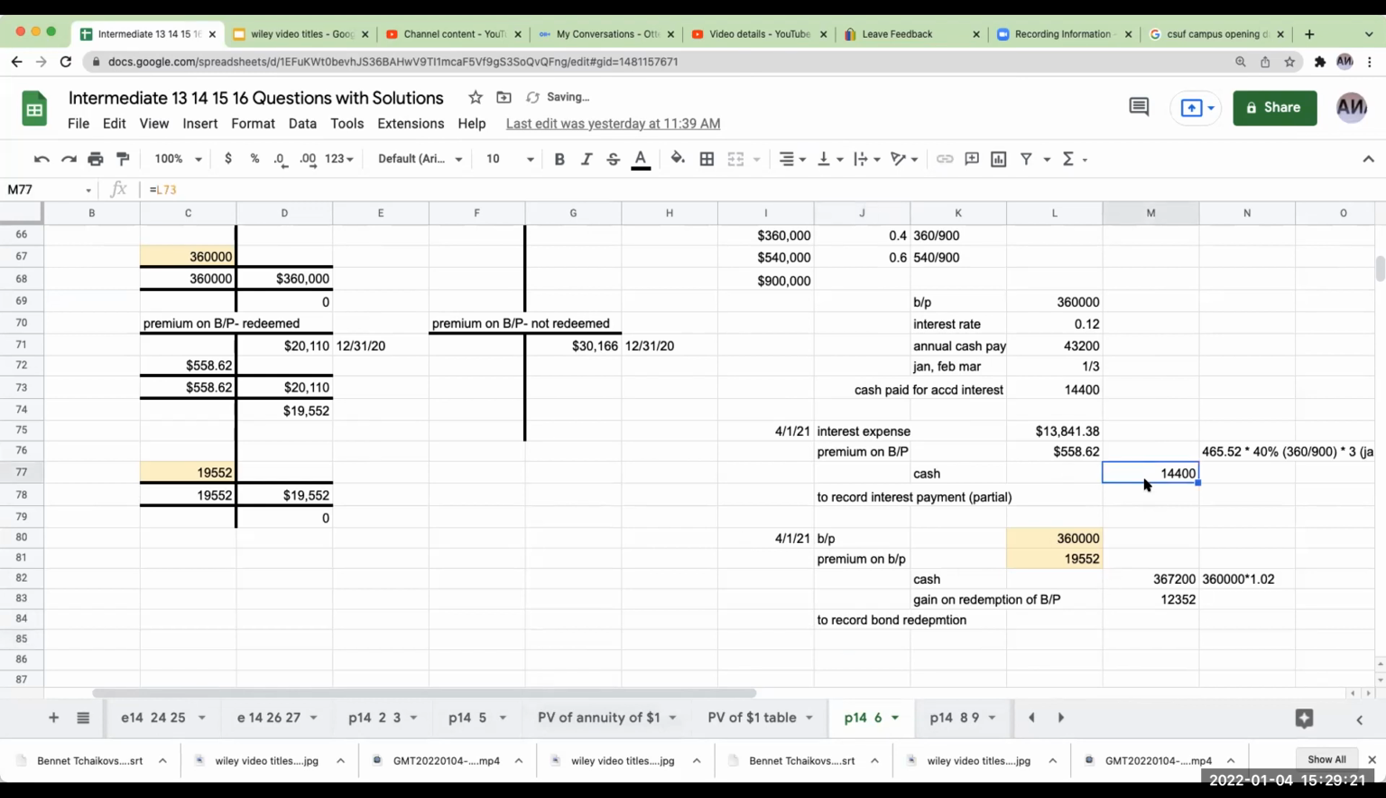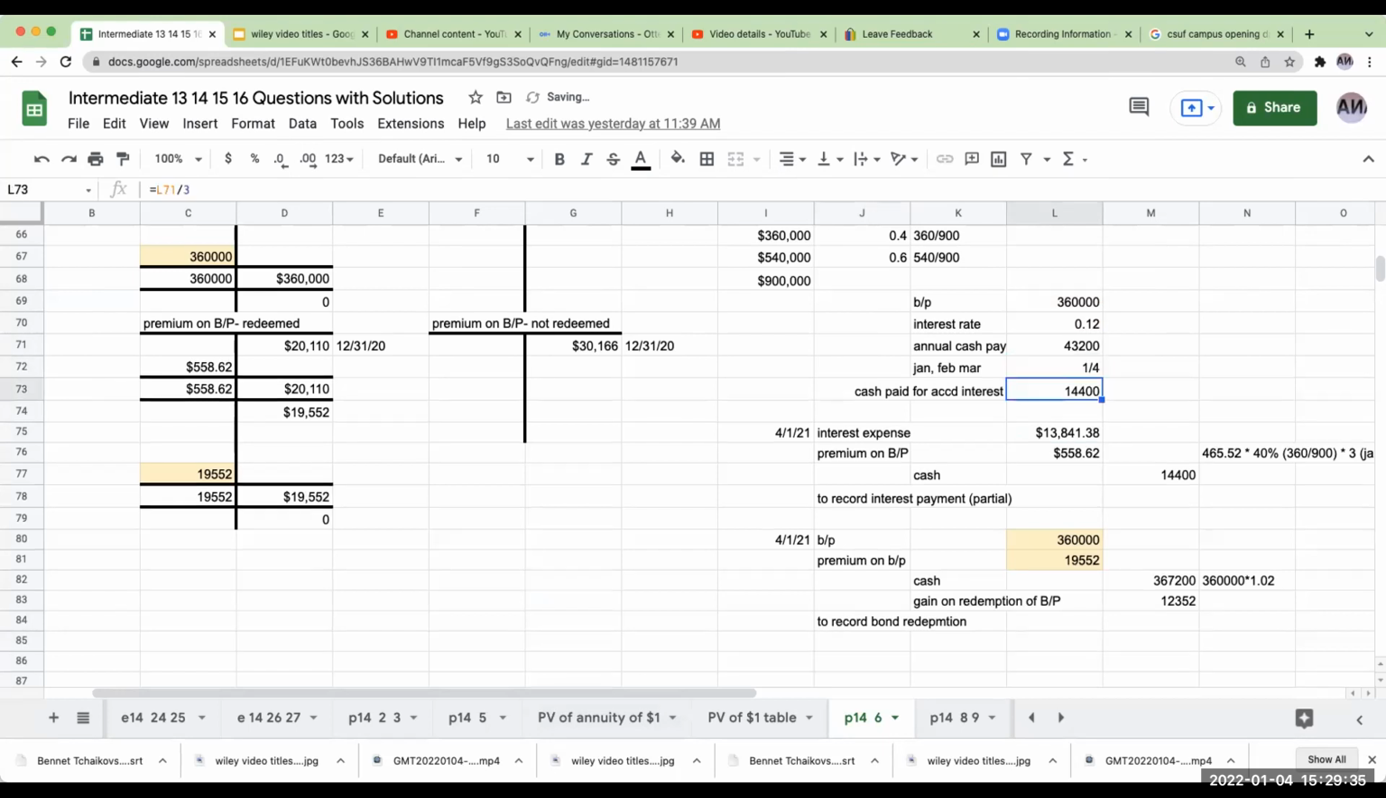Actually, there's one thing I want to check here. So I've got 360,000. This is at 12%. So my annual cash payment is going to be 43.2. Oh, I screwed this up. This should be 1/4. This should be 3/12. Wow. Okay, so it's really not going to change. My premium amortization isn't really different. But over here, my cash paid for interest is going to be 10,800.